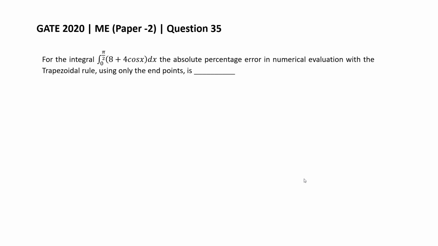Hello everyone, in this video we will solve GATE 2020 ME set 2 question number 35. This question is from the topic numerical methods of engineering mathematics, and the question is: for the integral from 0 to pi by 2 of 8 plus 4 cos x dx, the absolute percentage error in numerical evaluation with the trapezoidal rule using only the endpoints is.